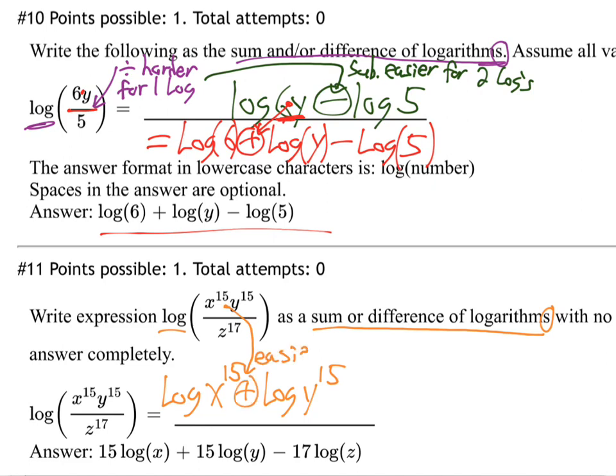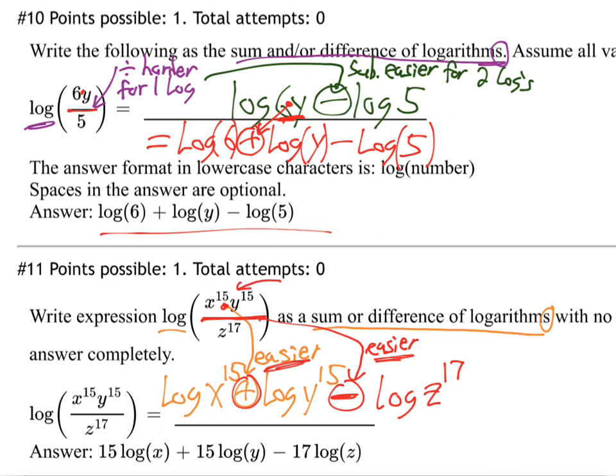It's easier for 2 logs, harder for 1 log. And then after that we have divide by the z to the 17th, so that becomes subtraction. Again, easier because we're breaking it into 2 logs, log of z to the 17th. Do you see how multiplying on the top becomes adding, and dividing by the z stuff becomes subtraction? Easier operations, just adding and subtracting, when you go to several logs. Multiplying and dividing are harder operations for one log.